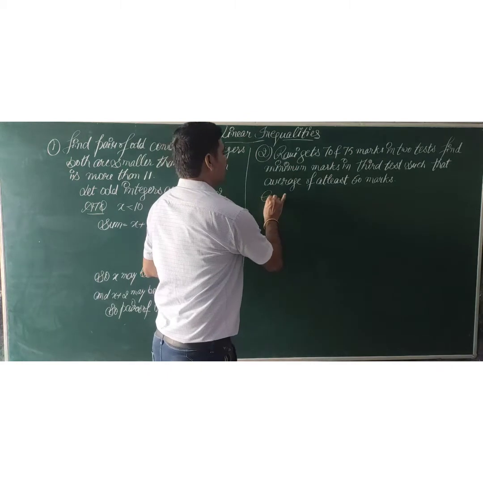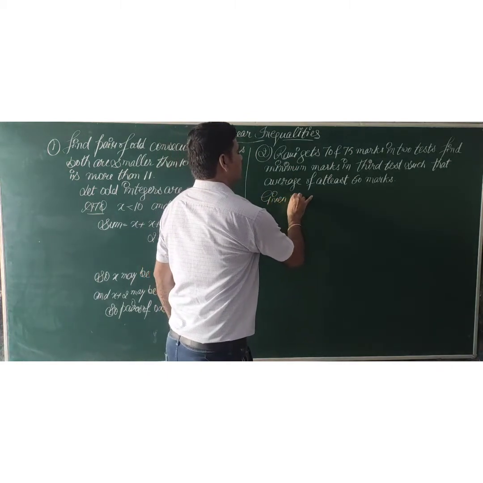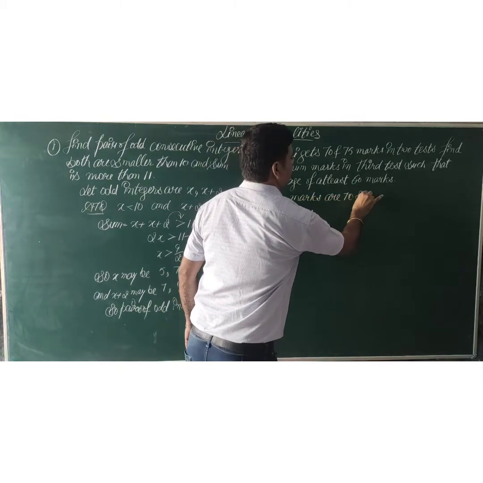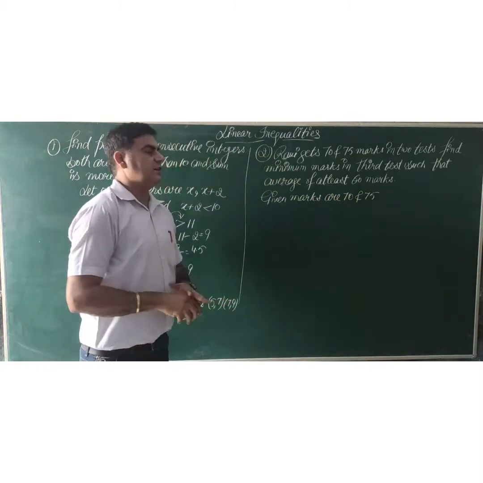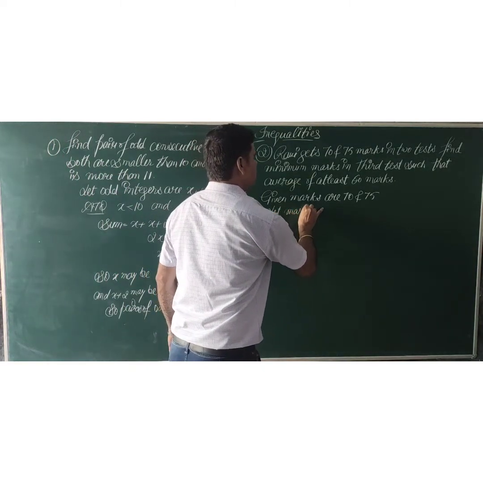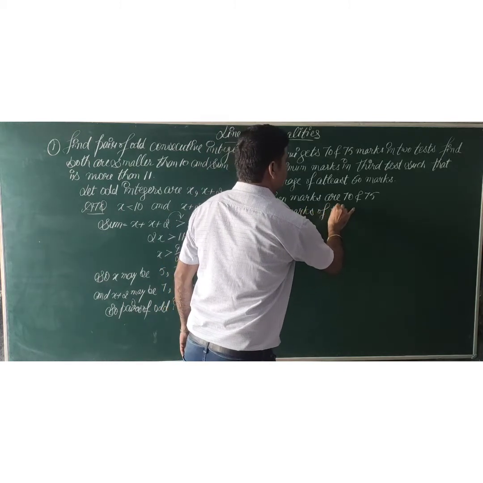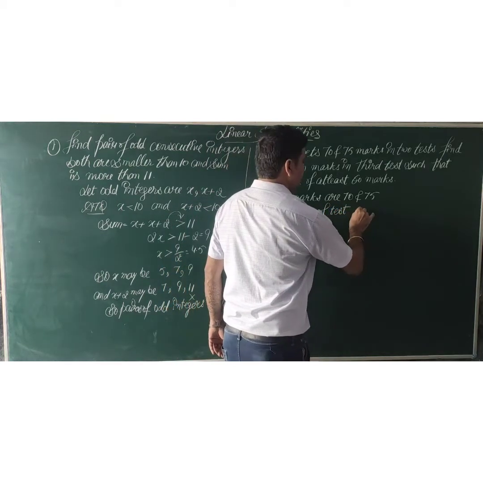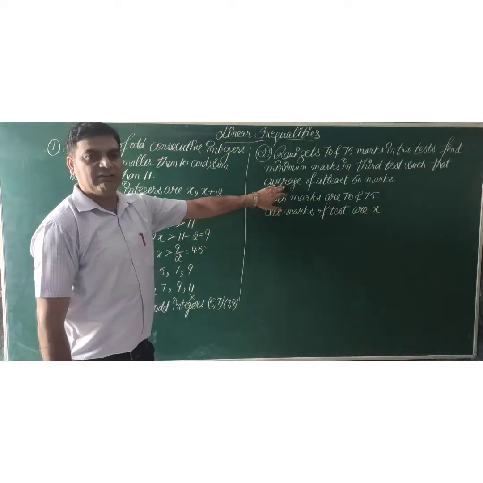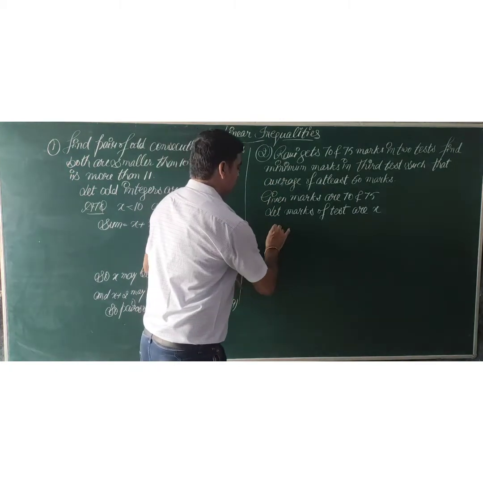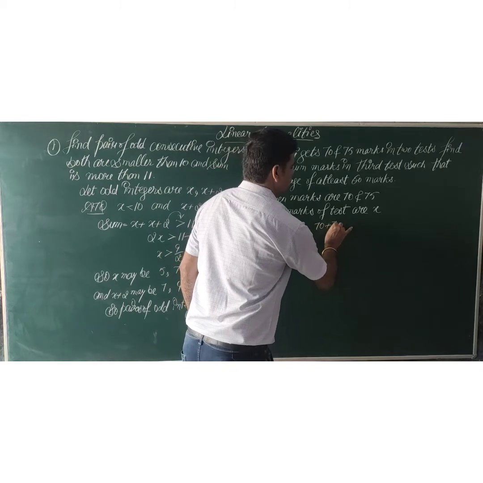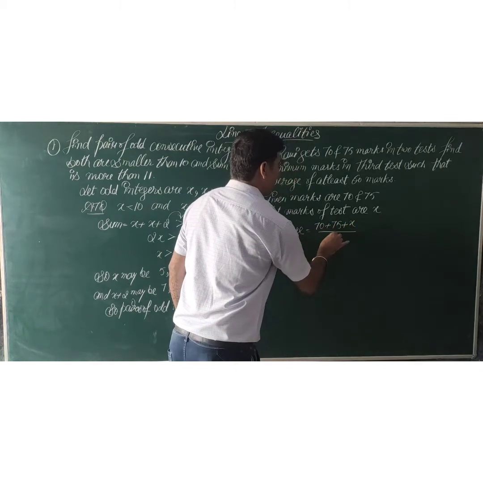So first of all, given marks are 70 and 75. Third test marks are missing, so we have to assume them first. Let the marks of the third test be x. Now the word given is average. Average means mean. How can we calculate average? Average is given by the sum of marks of tests divided by the number of tests.